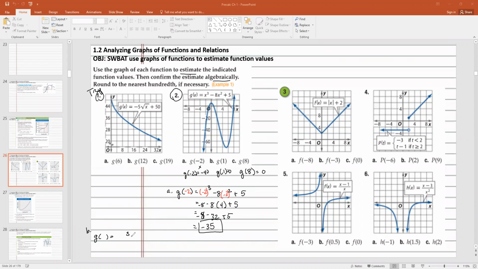All right, and let's look at B, G of 1. So we're going to have 1 cubed plus minus 8 times 1 squared plus 5. 1 cubed is 1. Minus 8 times 1 squared, which is 1, plus 5. So that's -8. 1 minus 8 is going to give us -7, plus 5 is going to give us -2. And that's it.